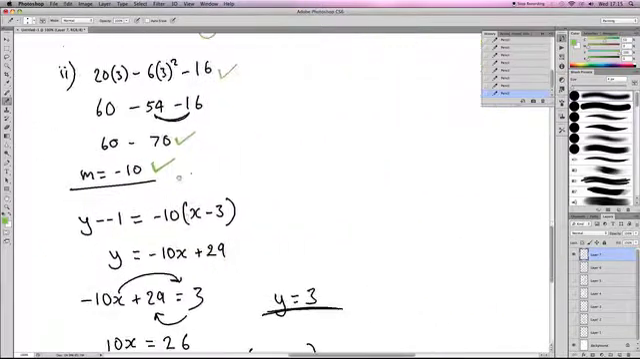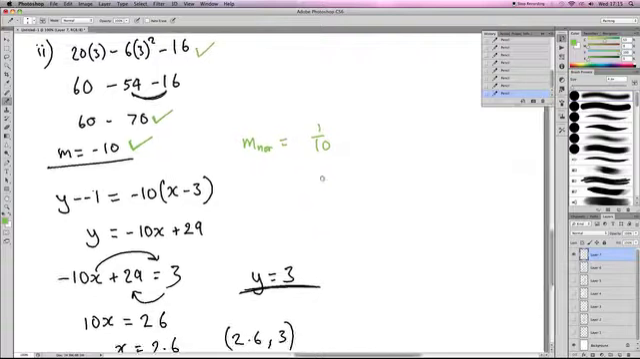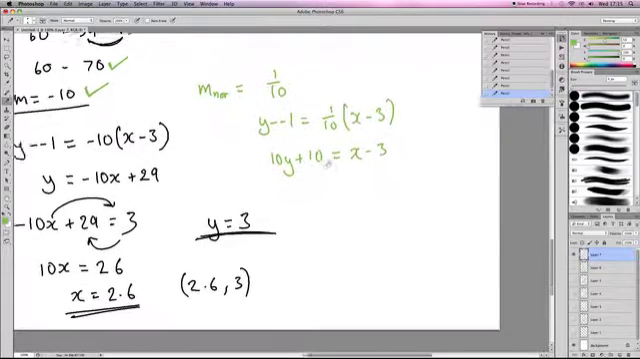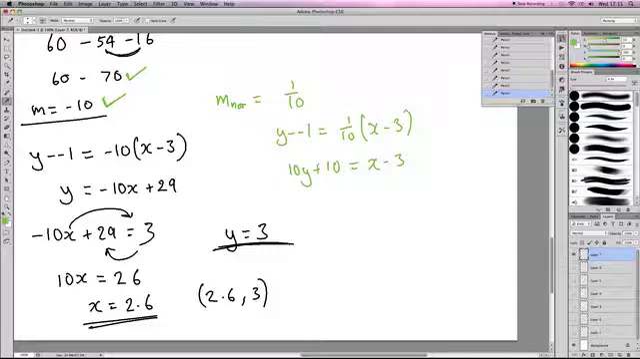I'll do the question now. So I didn't read the question. It wasn't the tangent that we're looking for. It was actually the normal. So the gradient then for the normal is 1 over 10. So I need to do the entire question again. So it's y minus 1 is equal to 1 over 10 x minus 3. I'm going to times both sides by 10. So it's going to be 10y plus 10. And that's equal to x minus 3. And then yeah, I need to rearrange it again. So I'm going to minus 10 on both sides. And then I'm going to divide by 10. And that gives me that equation there.